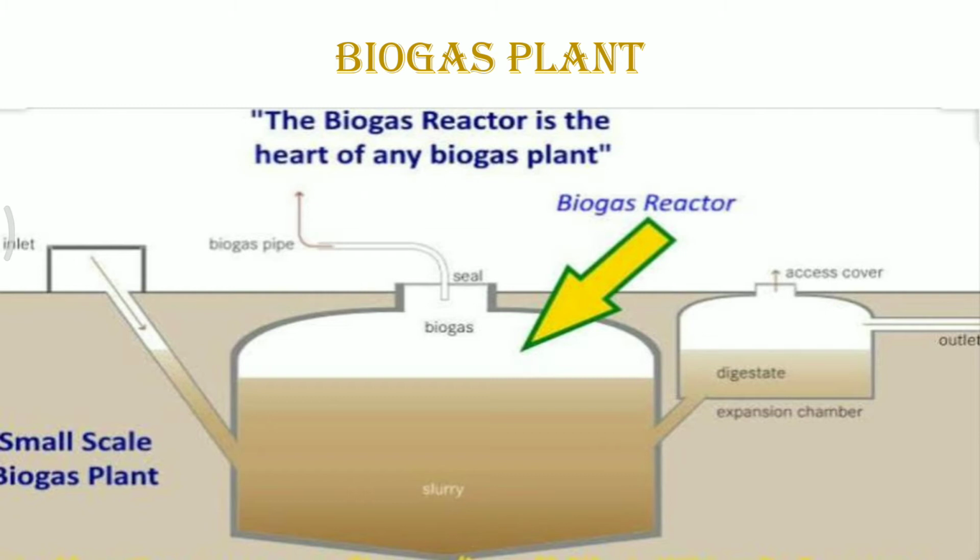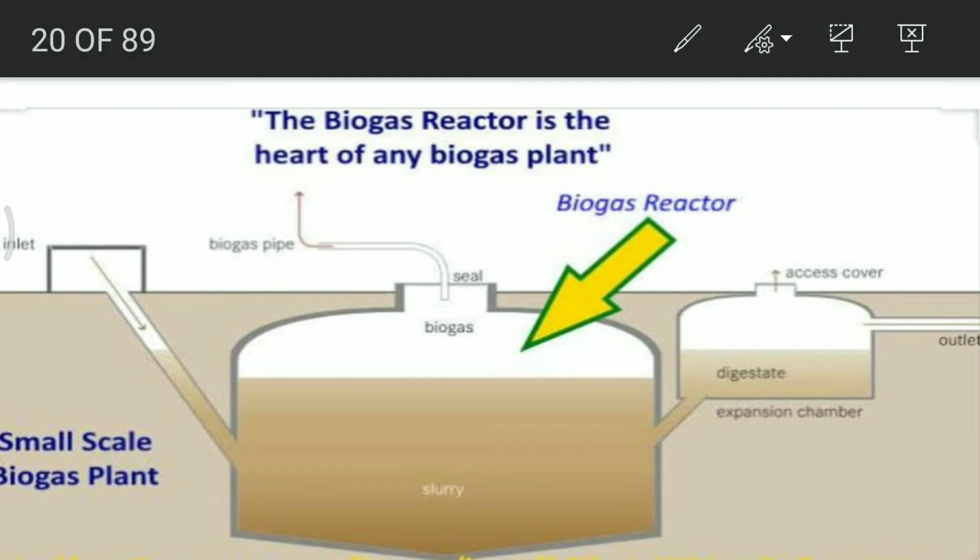And as the bacterium come in contact with the agricultural waste, they act upon it and start producing a large amount of gas. This gas can be ejected out with the help of the biogas pipe from here, and then it can be used for fuel purposes or for cooking purposes.